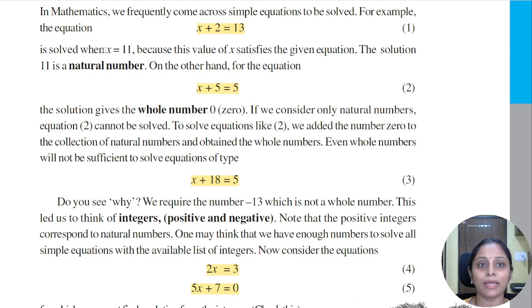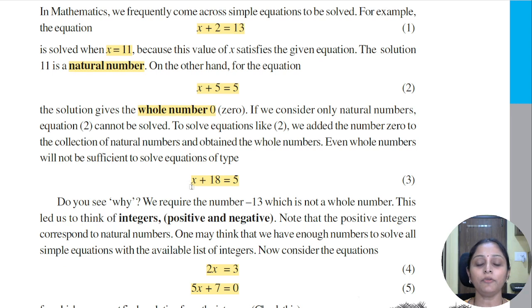You will see that x = 11 will satisfy this equation, right? Now what is 11? It is a natural number, okay? Now, the knowledge of natural numbers was sufficient to solve the first equation, right? But if you look at the second equation here, x + 5 = 5. Now, this can't be solved using natural numbers, right? You need whole numbers where we include the element 0 to natural numbers. Now, if I put x = 0 here, I am going to get the solution.